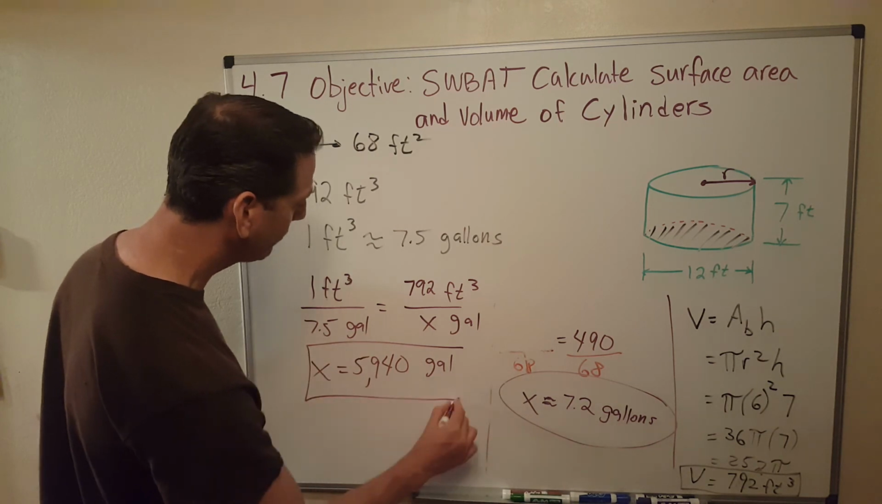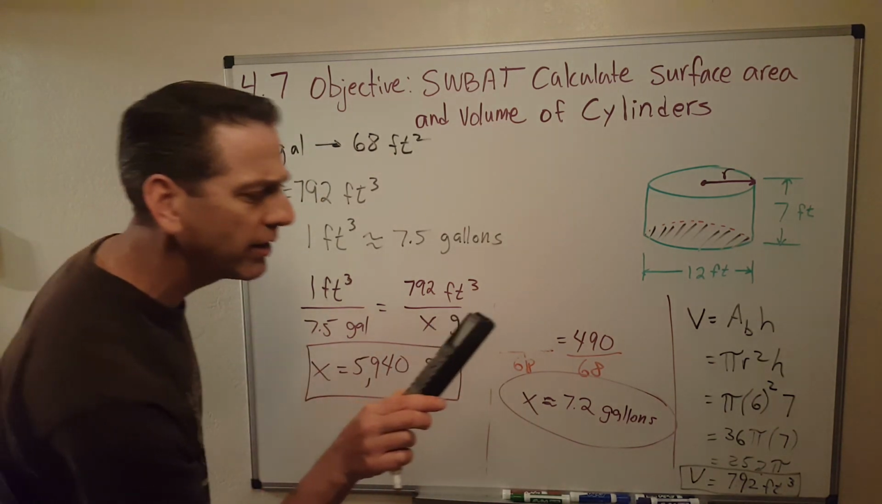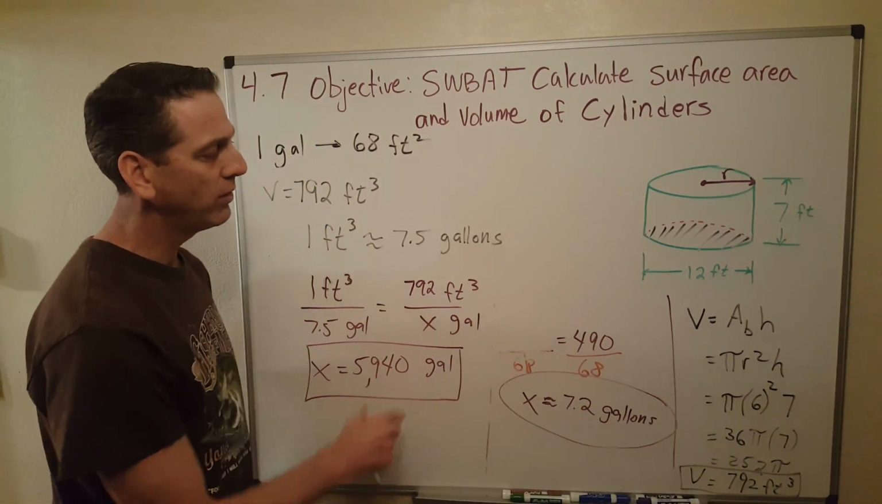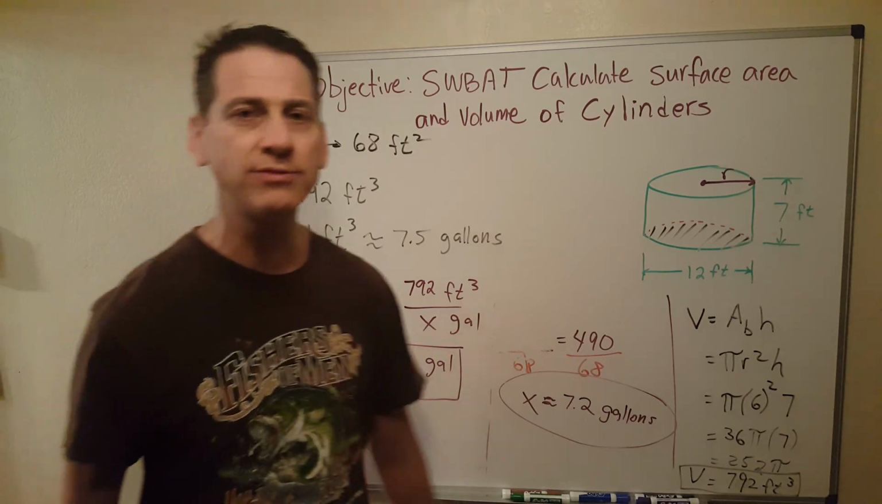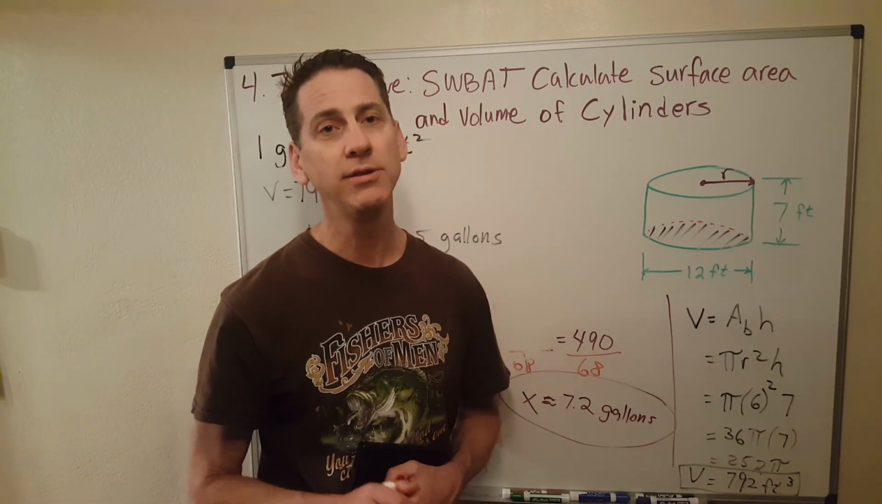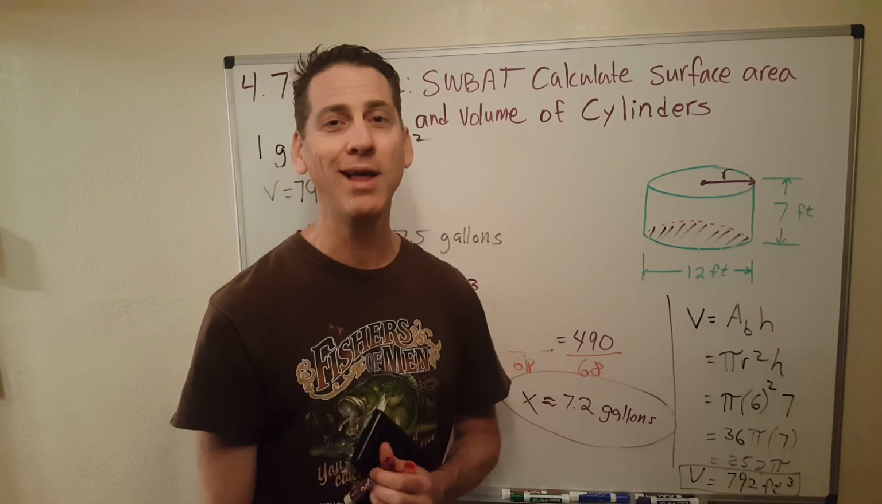So this thing holds 5,940 gallons. All right? So we learned how to use proportions. We learned how to find surface area of cylinders. We learned how to find the volume of cylinders. And we also saw that, hey, we could actually use this stuff in real life.